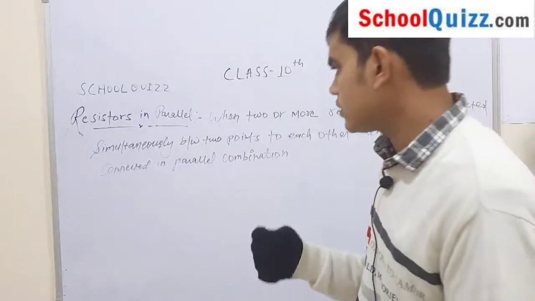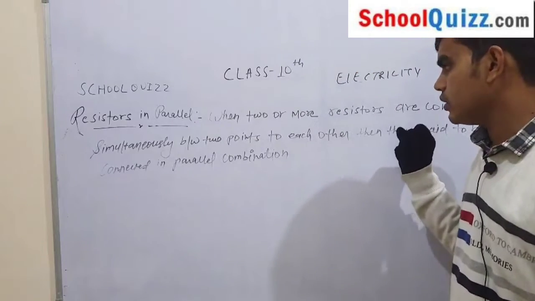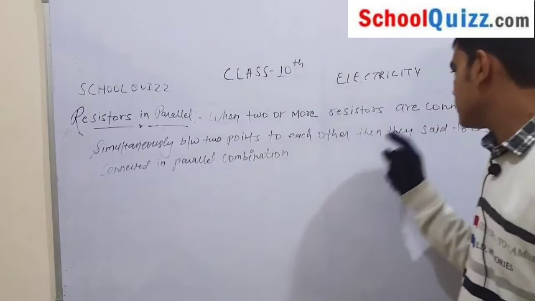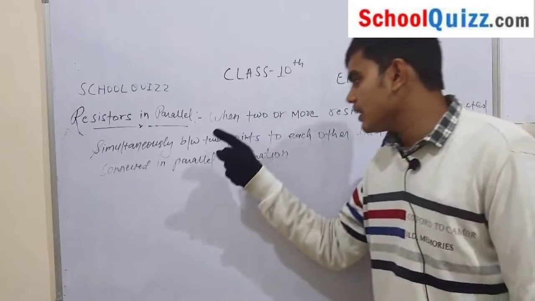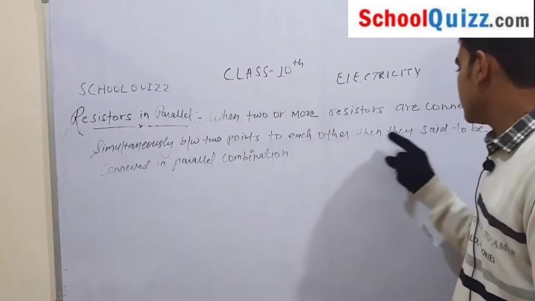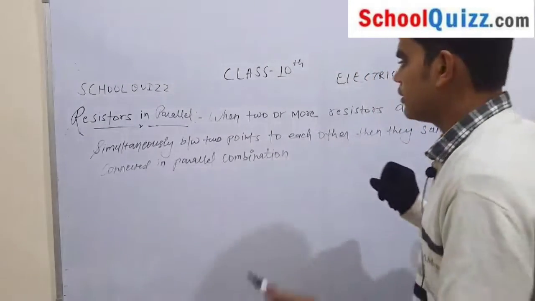In this video, I am going to discuss resistors in parallel of class 10th chapter electricity. Okay, so what is resistors in parallel? When two or more resistors are connected simultaneously between two points to each other, then they are said to be connected in parallel combination.